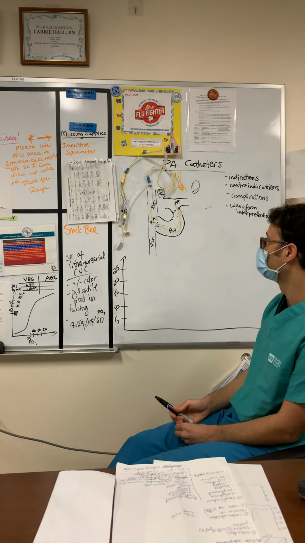Yeah, that's pretty good. 5 to 10. Yeah. So when the tip of this PA catheter comes out of this sheath, you're going to be getting a squiggly line. Kind of looks like this. Okay. And then at a certain point, you should see something like this.